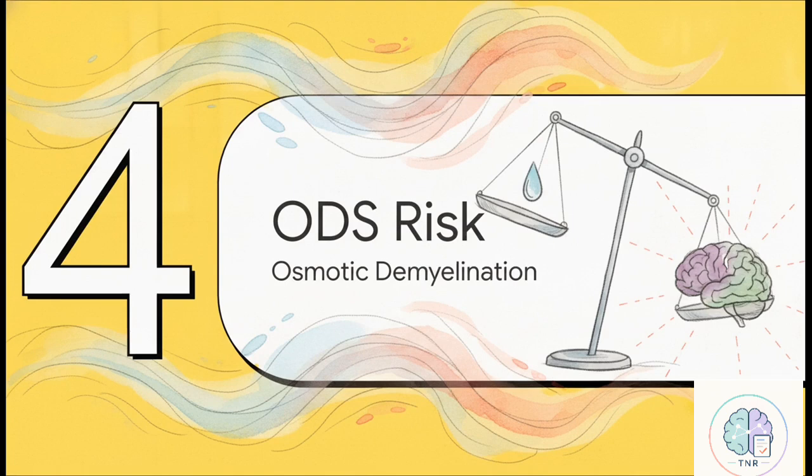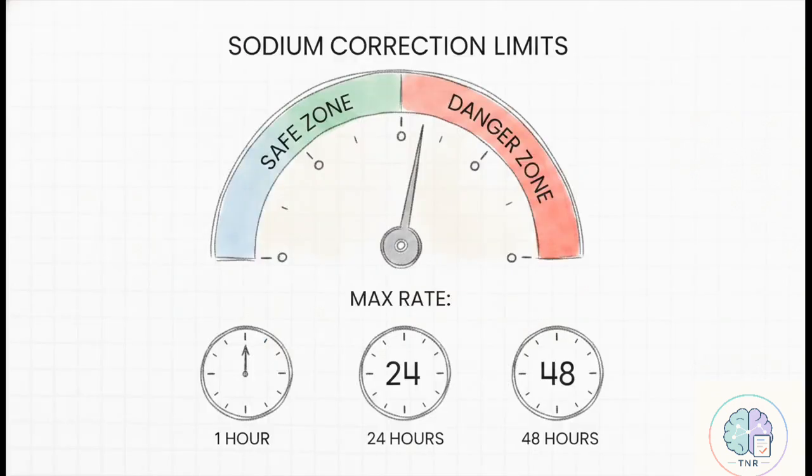Moving to Section 4, Osmotic Demyelination Syndrome Risk. This is where things take a serious turn. We really need to talk about the dramatic, life-altering dangers of correcting these sodium levels too quickly. These hard numerical limits you see here, they are the absolute golden rules of treatment. They exist for one reason: to prevent catastrophic brain injury.